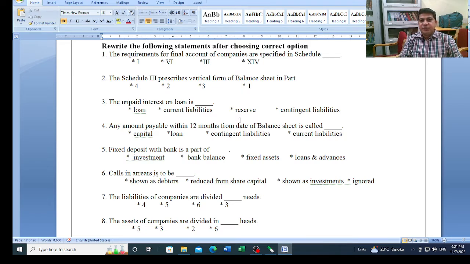Rewrite the following statements after choosing the correct option. Question number one: the requirements for final accounts of companies are specified in Schedule dash. There are four options. You have to select any one option. So here the appropriate answer is Schedule 3.